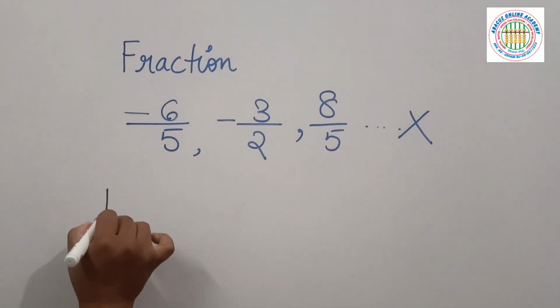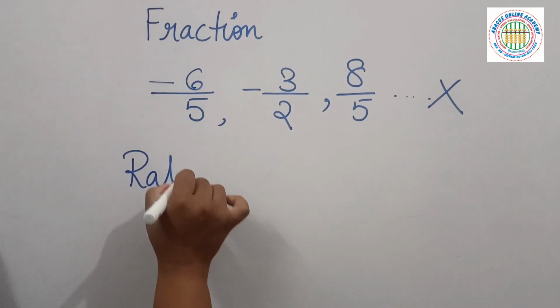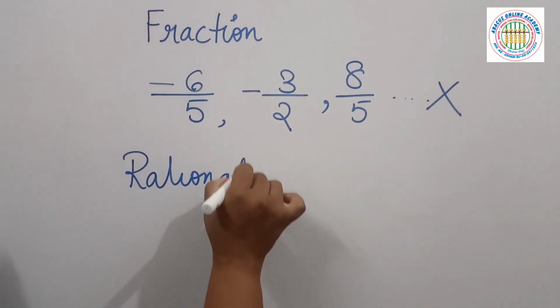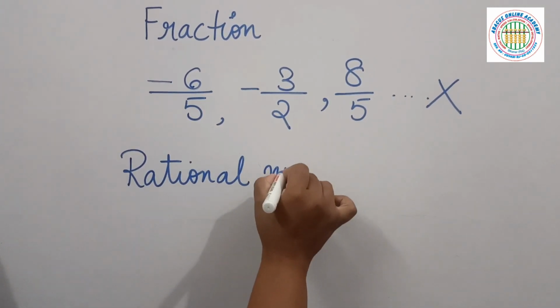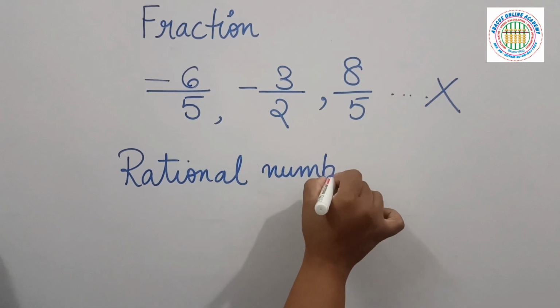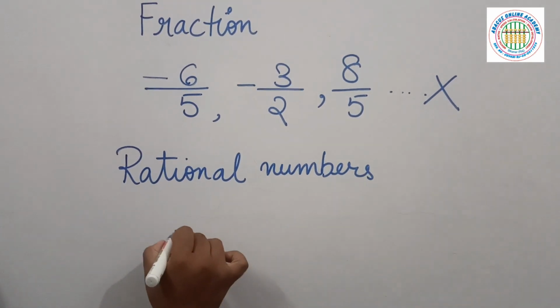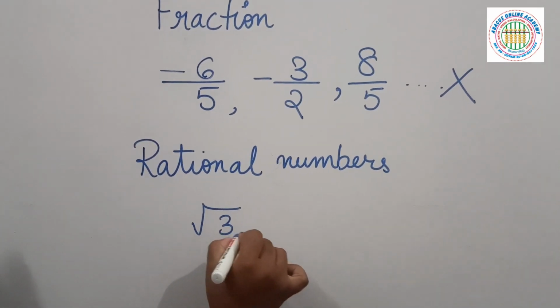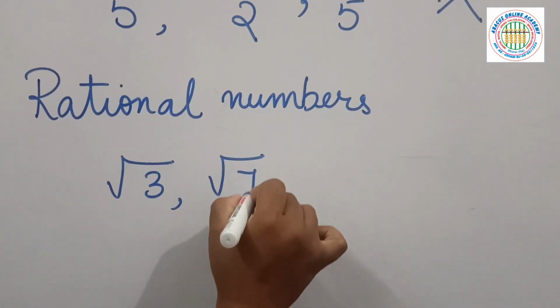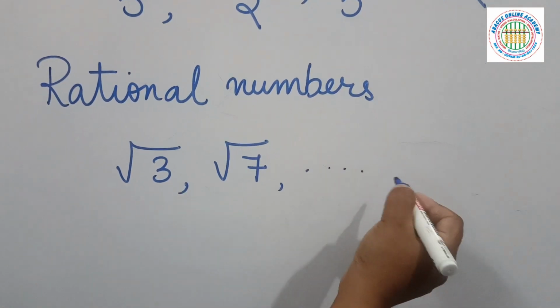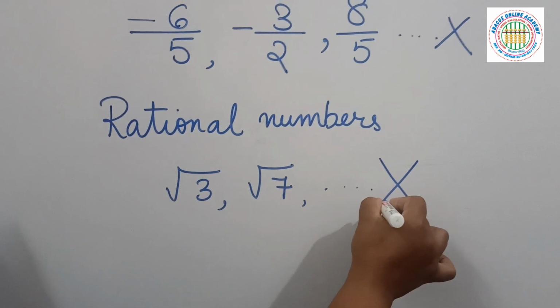Next one is rational numbers. And rational numbers, you can take it as the square root of 3, square root of 7, whatever you want to add. These are not part of integers.